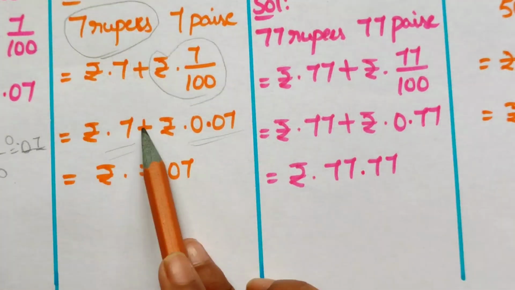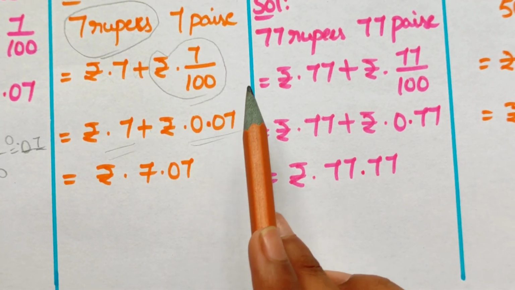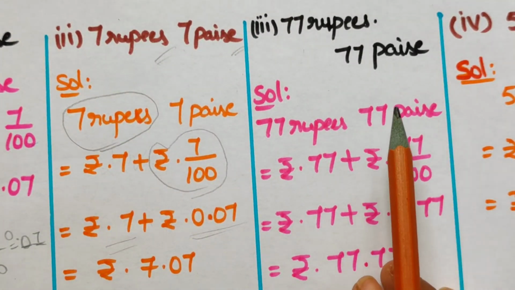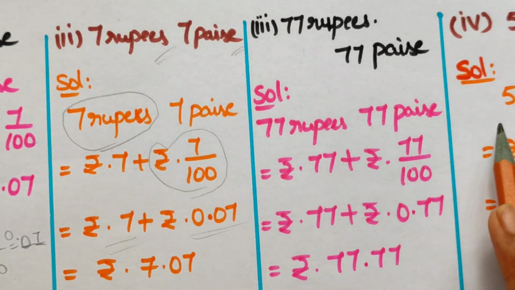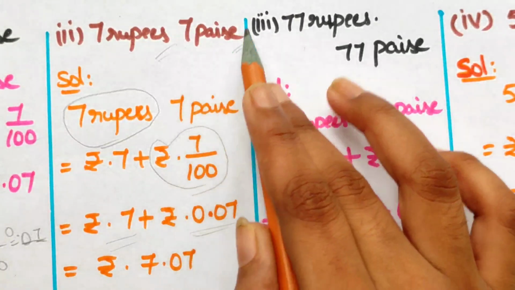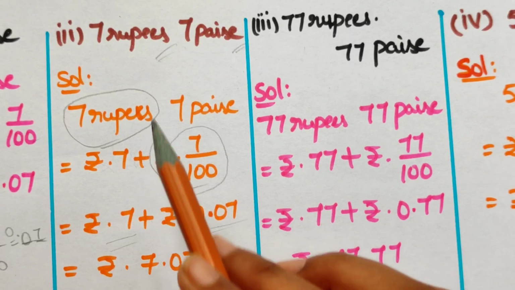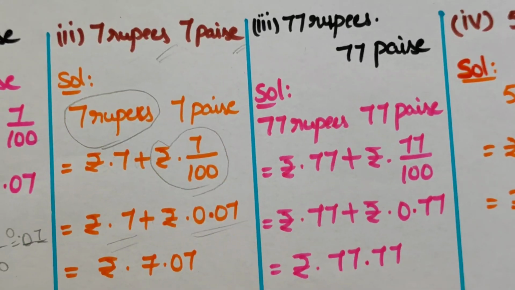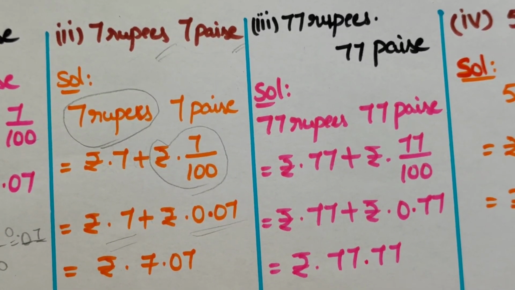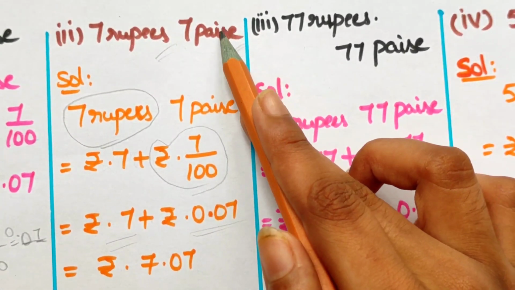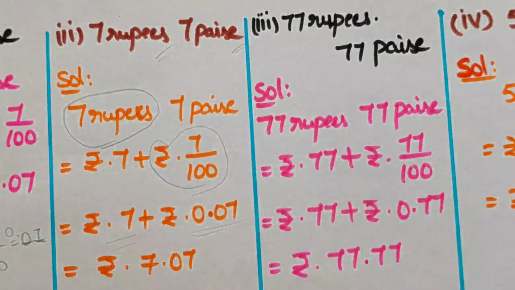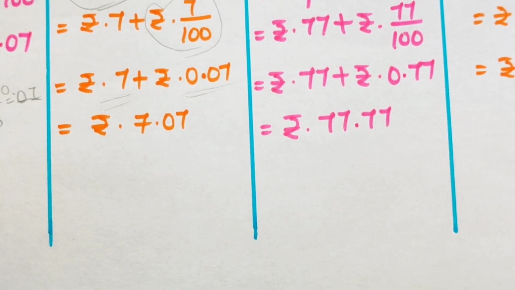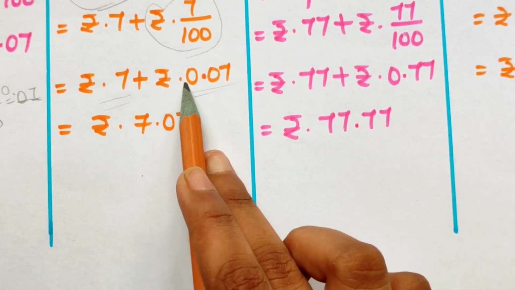Now here it is rupees 7 plus rupees 0.07, and you may get a doubt. Here we have converted 7 paise into rupees. Can we convert the rupees into paise? You can convert them, but if you convert paise into rupees, it would be easier. Clear? Now here is rupees 7 plus rupees 0.07.